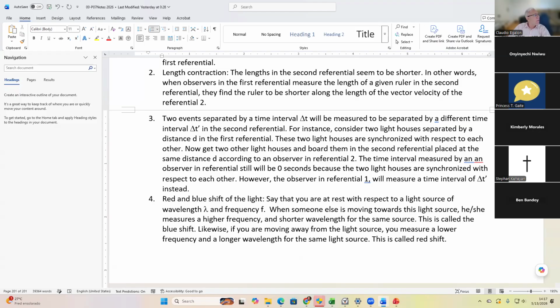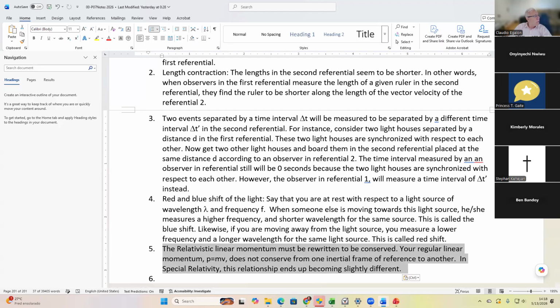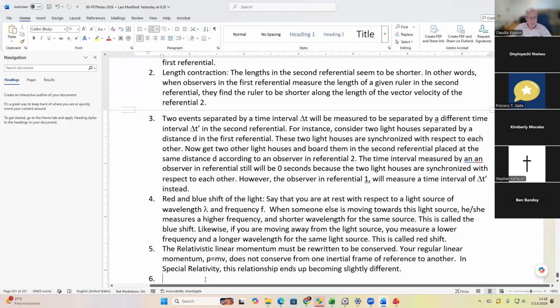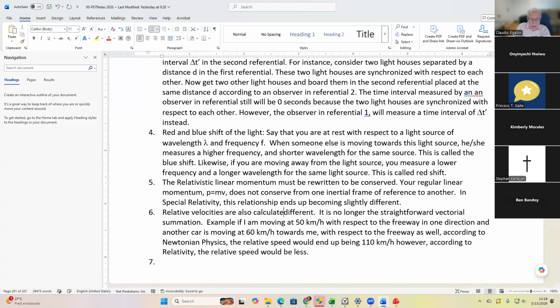Oh, there are more. Let's see. Relativistic linear momentum. Einstein's theory affects the linear momentum as well. Relativistic momentum must be written to be conserved. Your regular momentum, p equal to mv, is not conserved from one inertial frame of reference to another. In special relativity, this relationship ends up becoming slightly different. We are going to talk about that. Relative velocities are also calculated differently.